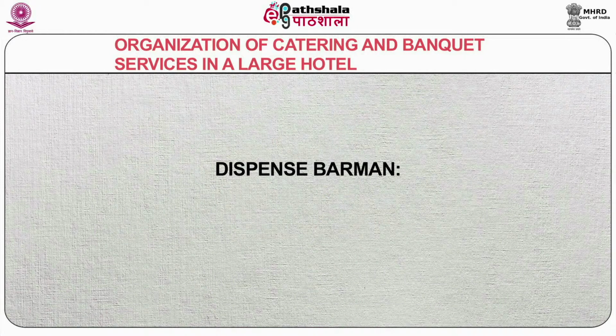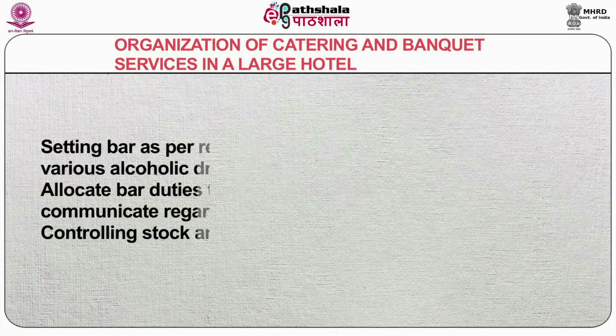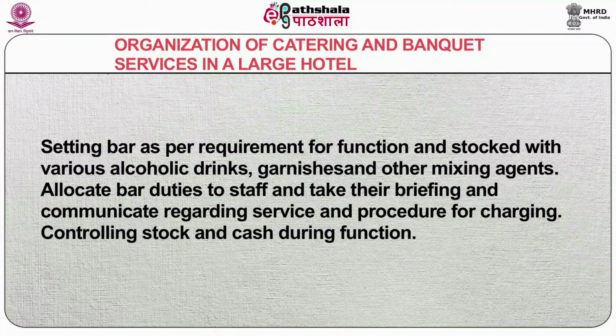The third, dispense barman. Alcoholic drinks are served during functions, so a temporary bar is set up in the function area which is supervised by a dispense barman. He is responsible for collecting stock from the main bar, setting the bar as per requirement for the function and stocking it with various alcoholic drinks, garnishes and other mixing agents, allocating bar duties to staff and taking their briefing, and communicating regarding service and procedure for charging, controlling stock and cash during the function.